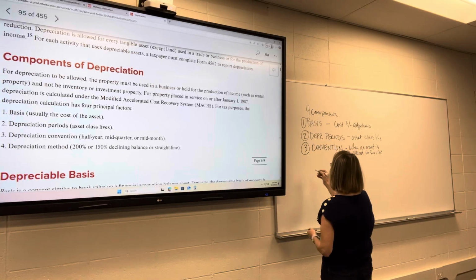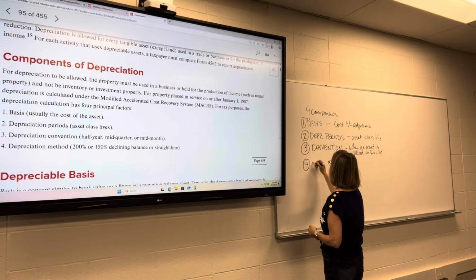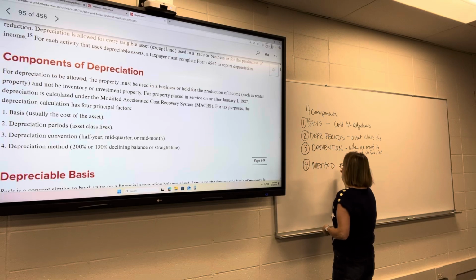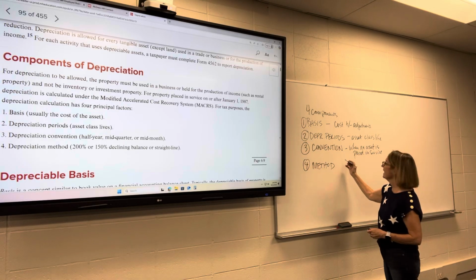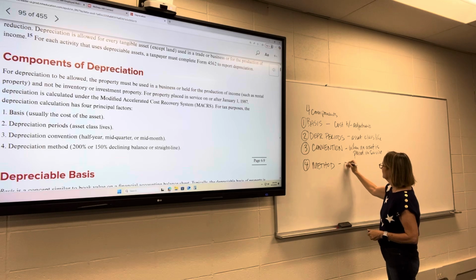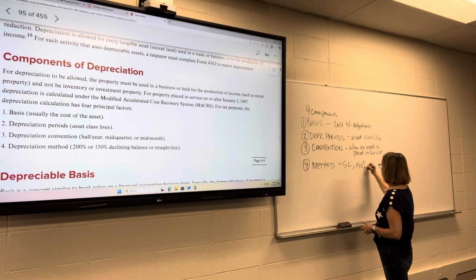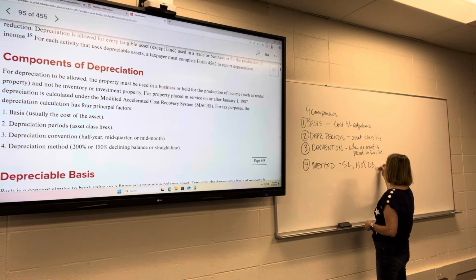And then we have the fourth one, depreciation method. So what method do you get to use? We have 3 methods. We have straight line. We have 150% declining balance. And we have 200% declining balance.